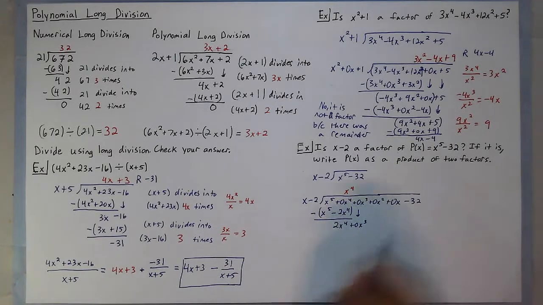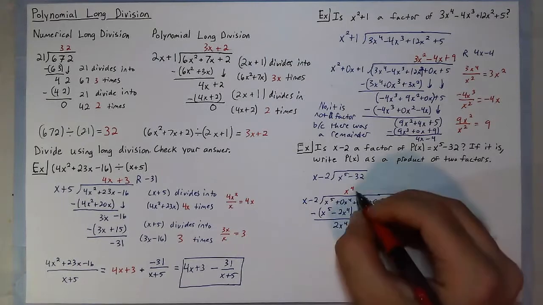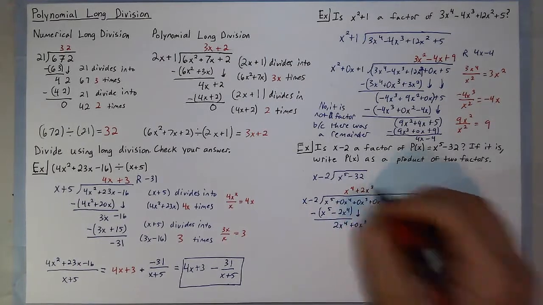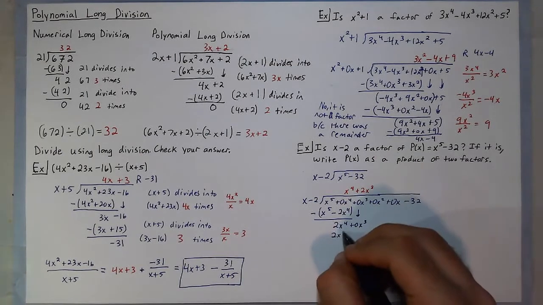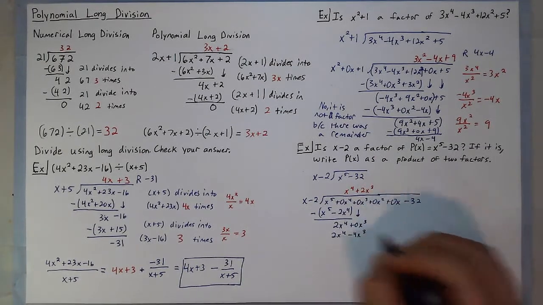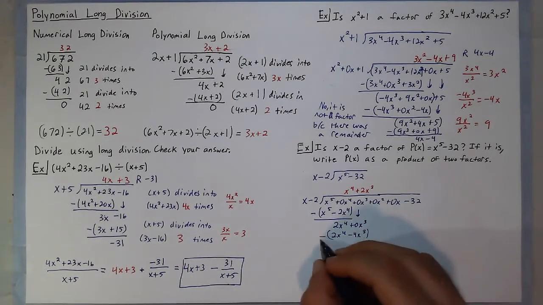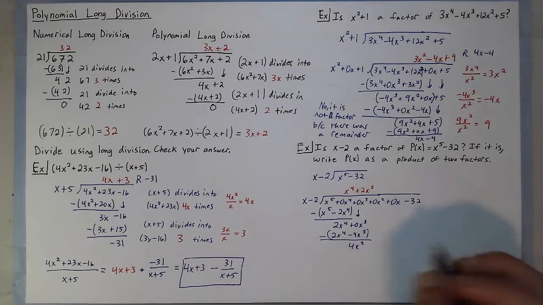Now how many times does x go into 2x to the fourth? 2x to the third times. So what's 2x to the third times x? That's 2x to the fourth. And 2x to the third times negative 2 is negative 4x cubed. Subtract. And again, minus a negative gives me positive 4x cubed. And the 2x to the fourths cancel. And then I'll bring down the next 0.